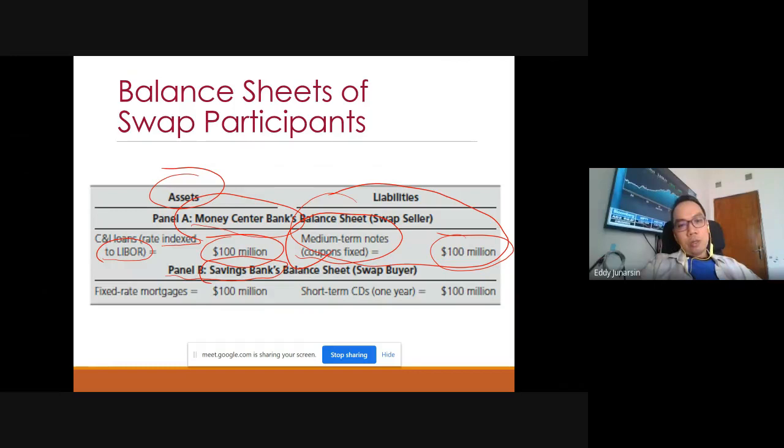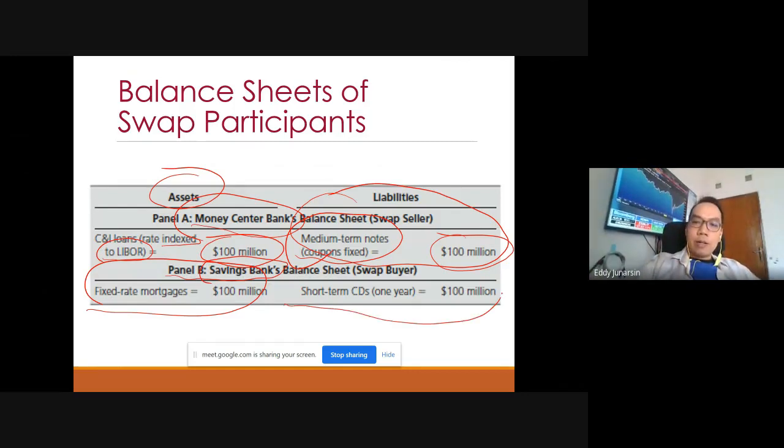But on the other hand, we see panel B here, another bank, the savings bank. This is, I think, the opposite situation. The savings bank is lending out $100 million as fixed rate mortgages. So it will receive fixed rate return from these assets, from these loans. But on the other hand, on the financing side, they have to finance their operations using short-term CDs, short-term certificates of deposit of 100 million. So this is the variable rate, floating rate CDs, and the maturity is 1 year.